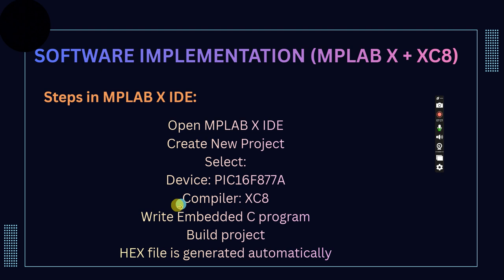Configure TRIS registers. Initialize the LED. Write logic to read the switch and control the LED and LCD. And build the project. To build the project, compile the code. If there are no errors, a hex file is generated automatically. Hex file usage: this hex file is used for simulation in PIC SimLab or for programming the real PIC microcontroller.